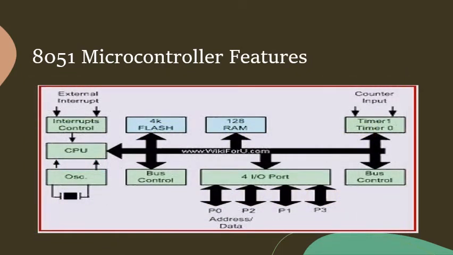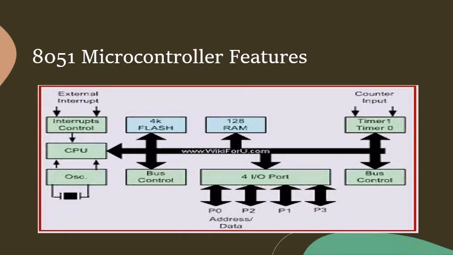Let us discuss the 8051 microcontroller features. We will be discussing these features in detail in the next video session. The 8051 microcontroller has an 8-bit ALU. The 8-bit ALU, arithmetic logic unit, is the heart of the microcontroller. It performs arithmetic and bitwise operations on binary numbers. Since it performs bitwise operations on binary numbers, the 8051 is also called a Boolean processor.